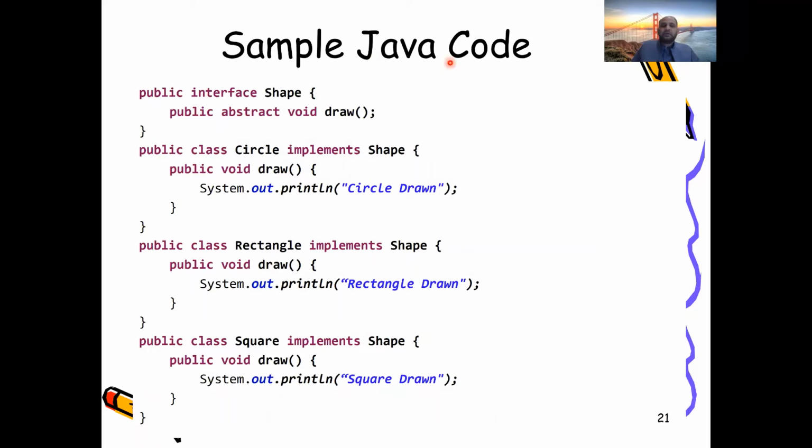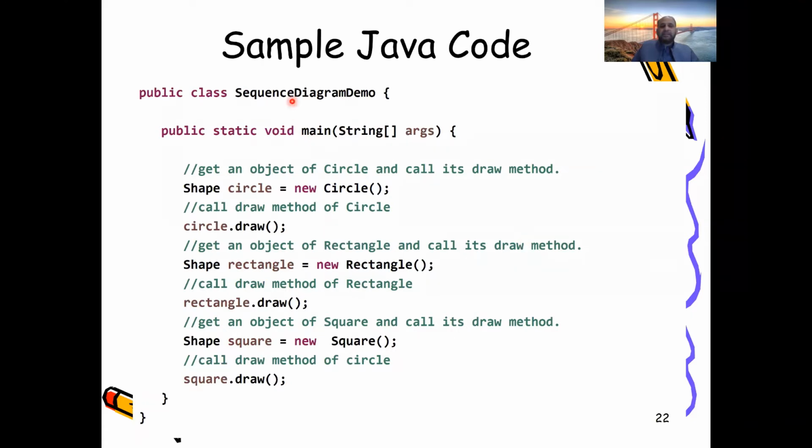Let's see the Java code. Here we are defining the shape interface with the abstract void draw method. Then circle is implementing the shape interface with the implementation of draw: print line circle drawn. Then rectangle implements shape, and the draw implementation is rectangle drawn. And then square implements shape, and its draw implementation is print line square drawn.